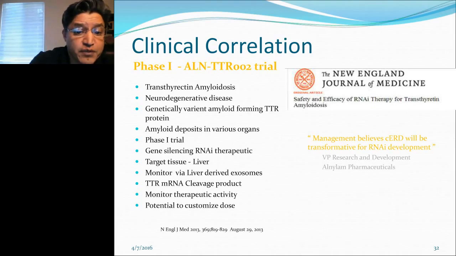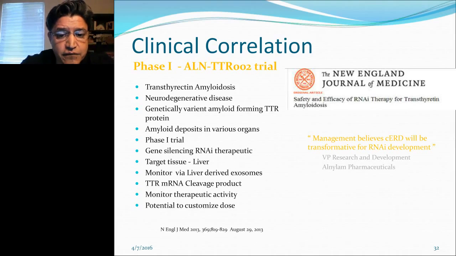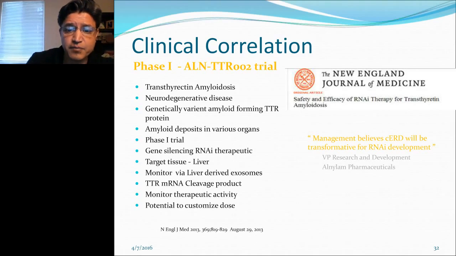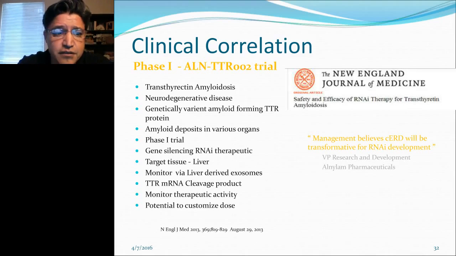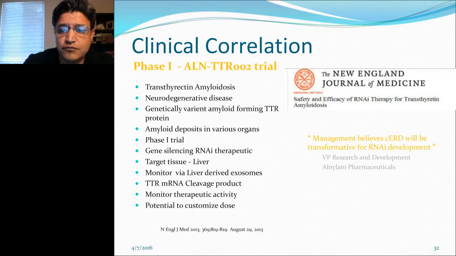And there's potential to use this technology for therapeutic activity monitoring, as well as potential to customize dose, maybe even for safety evaluations. And so this is published in the New England Journal of Medicine, and as their VP of Research states, they use this as a critical point in their drug development process.